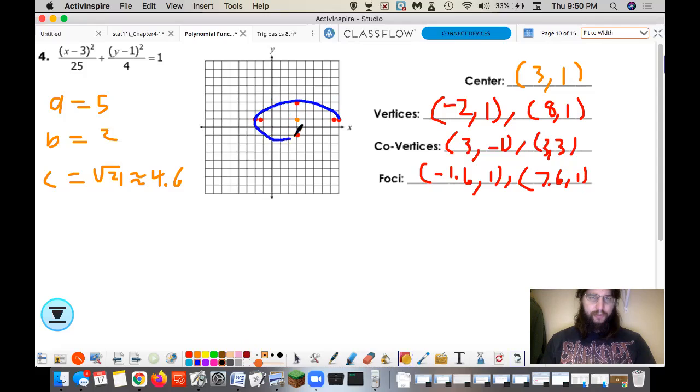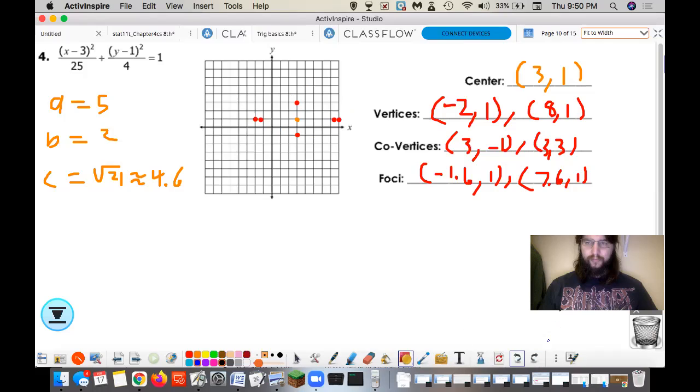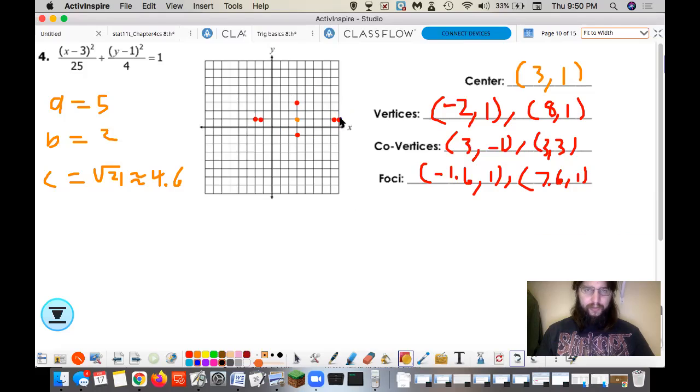Try and make it nice and smooth without making it do this kind of crap. I'm not going to take off points for your ellipses unless you draw straight lines or they look really, really terrible. Like if you do this, that's a no. Oh man. So make a nice semicircle-ish thing up here and down here. Draw it decently. It doesn't have to be perfect, but do your best.